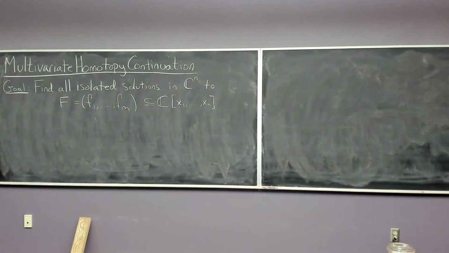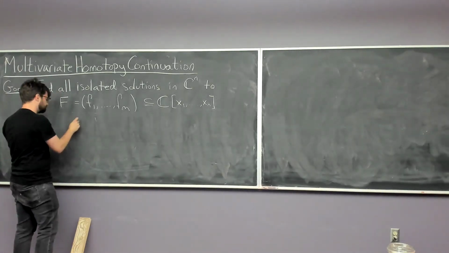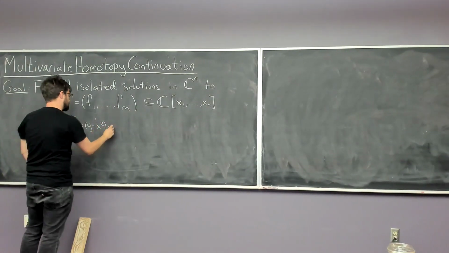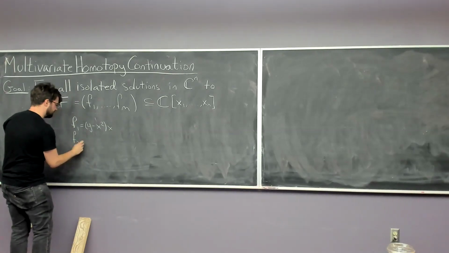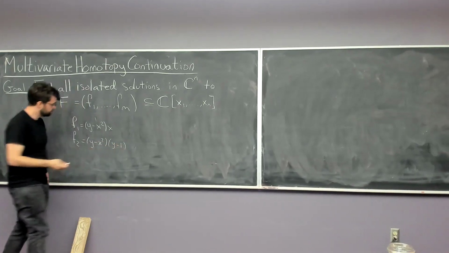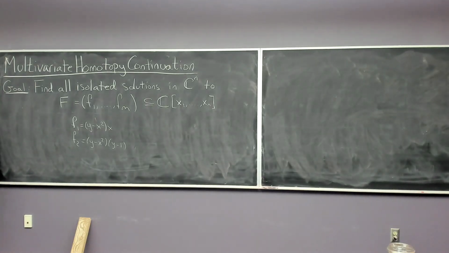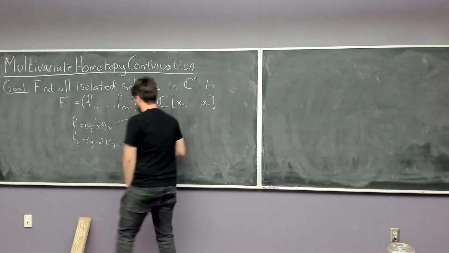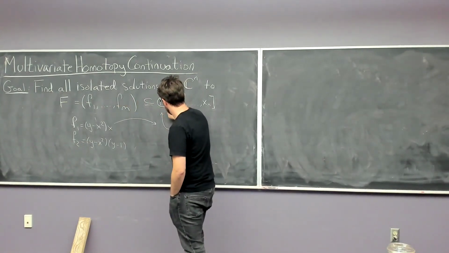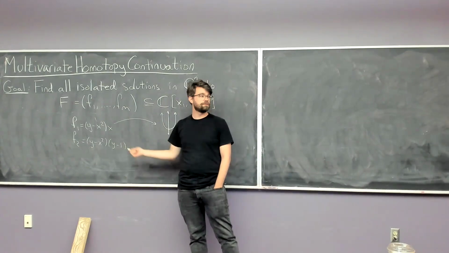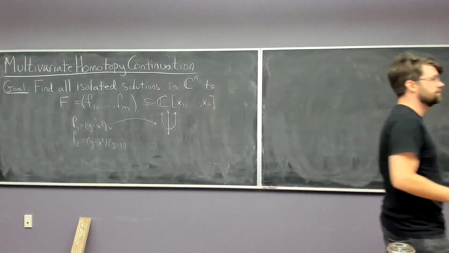I'll find all isolated solutions. Okay, so for example, F1 was y minus x squared, times x. And F2 was y minus x squared, times y minus 1. Okay, let's unpack this in the algebra-geometry correspondence. So this is a union of 2 varieties, the parabola and a line, and it's equal to 0, because the product of 2 things is 0 if and only if one of those factors is 0.